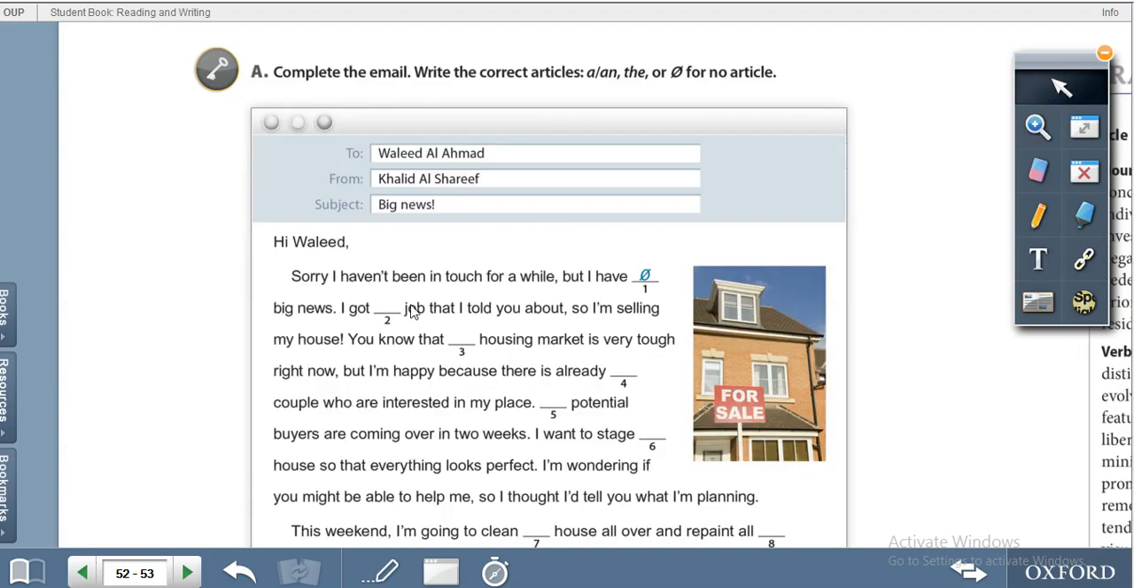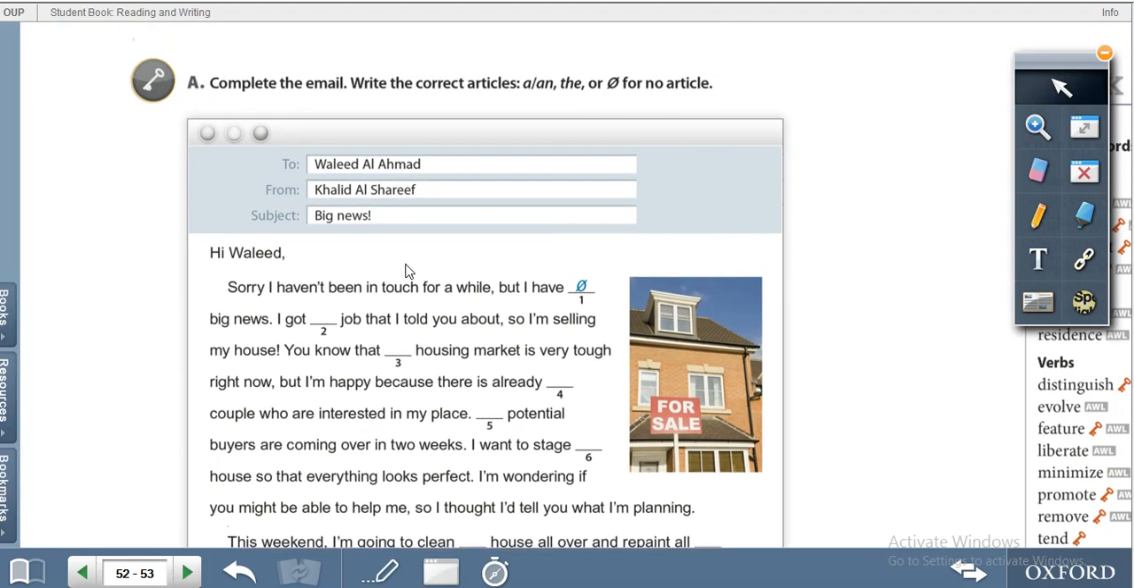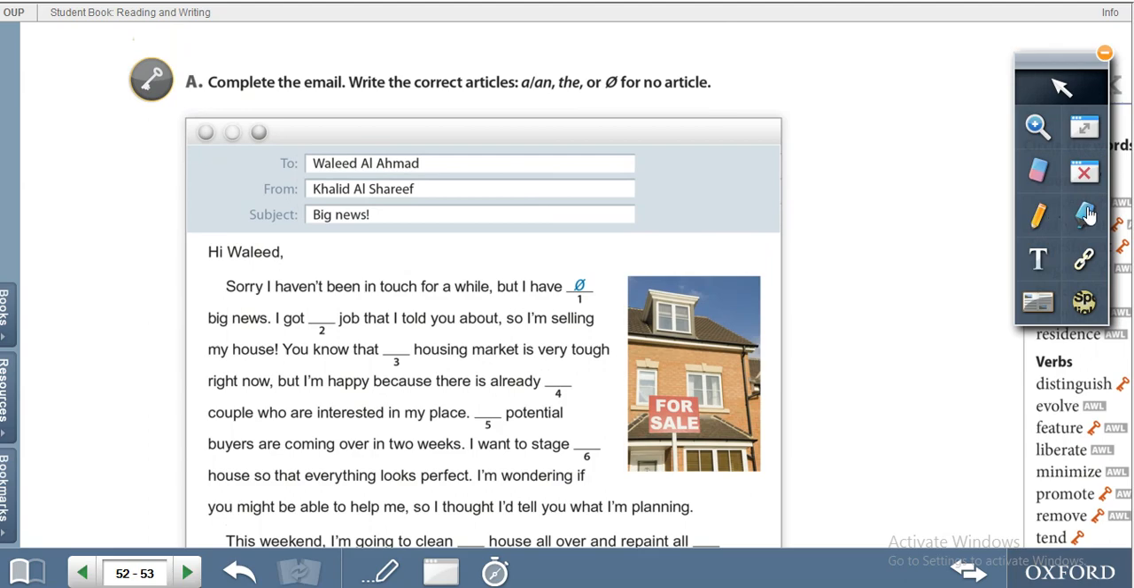So here is an exercise, so you have to fill in the blanks with the relevant article. Definite, indefinite, or no article. A and the, and this symbol means nothing. Sometimes we don't write an article when something is not specific, something is not necessary to mention. So I haven't been in touch for a while, but I have big news. Yes, I got the job that I told you about. So what do you think?